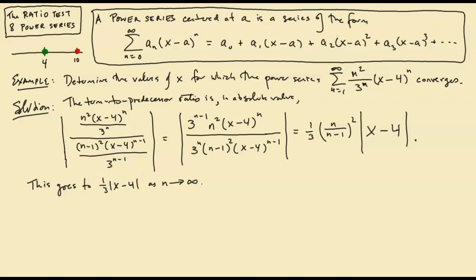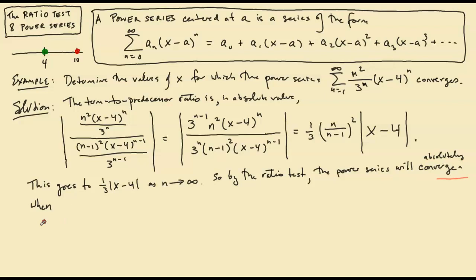It tells me the series will converge absolutely when this is less than 1. So let me write that down. By the ratio test, the power series will converge absolutely when this expression is less than 1. Okay, great. So for any value of x that satisfies this, I know the power series will converge. But which values of x satisfy it?